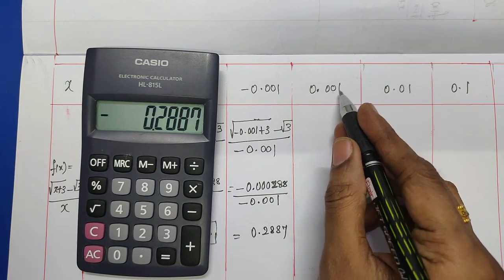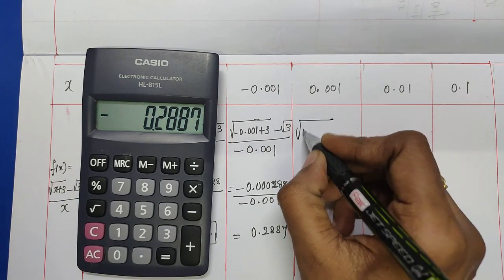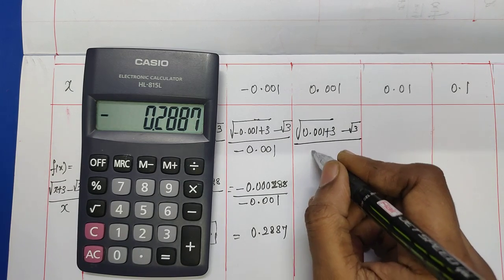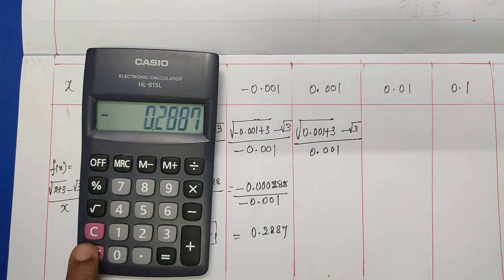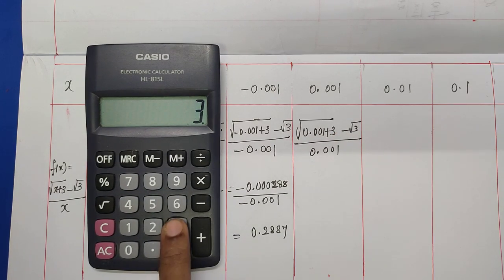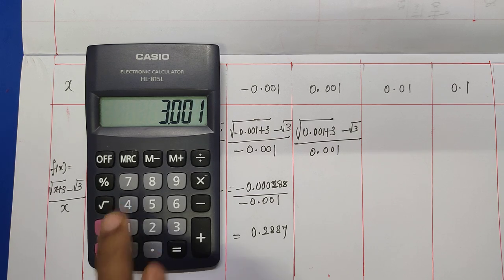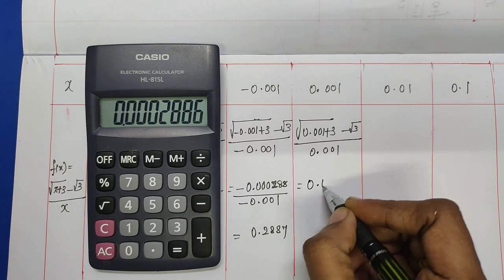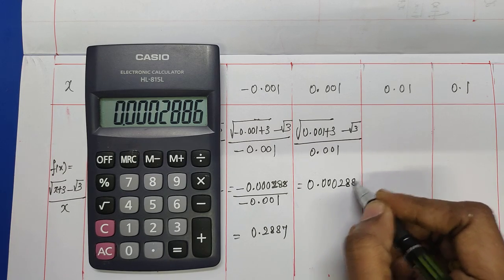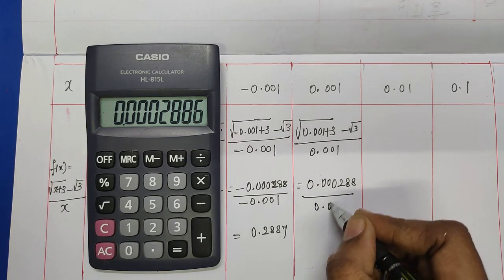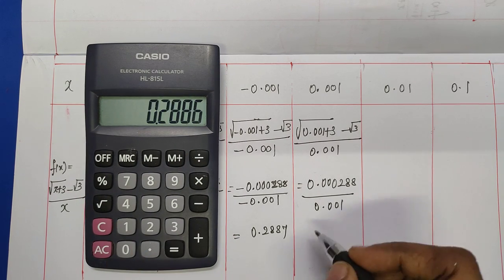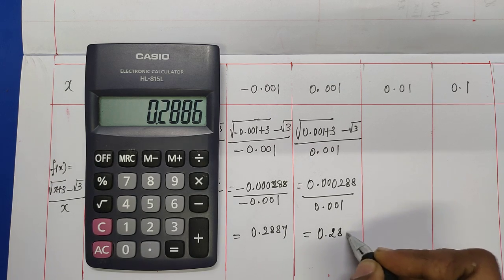And for the next value, our x takes 0.001, it's a positive number. Root of 0.001 plus 3 minus root 3 divided by 0.001. So root of 3.001 minus root 3 is equal to 0.00288, divided by 0.001, it is equal to 0.2886.